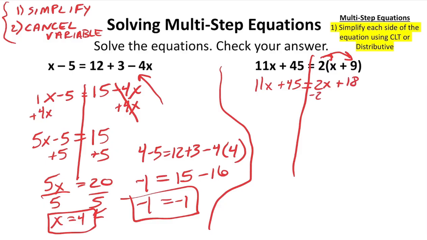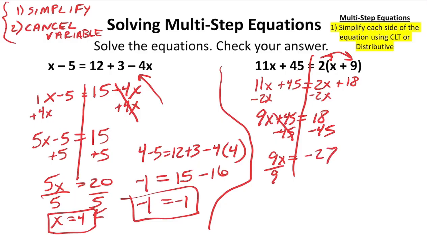Now I'm going to subtract 2x because that's the lowest one, but you can go any way you want. 9x plus 45 equals 18. Minus 45 to cancel there. Is that negative 27, I think? Divide by 9. Definitely check these in a calculator. x equals negative 3.